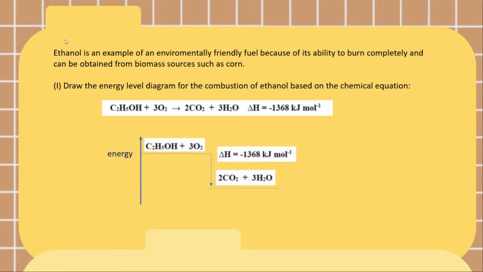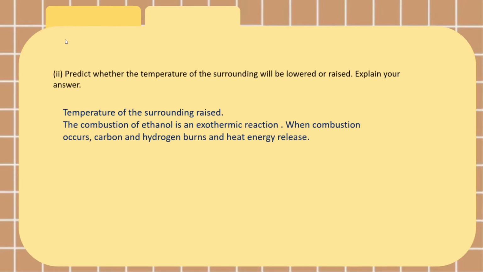Next, the question asks to predict whether the temperature of the surrounding is lowered or raised. The answer is the surrounding temperature is raised because the combustion of ethanol is an exothermic reaction. So, when combustion occurs, carbon and hydrogen burn and release more heat energy that will raise the temperature of the surrounding.